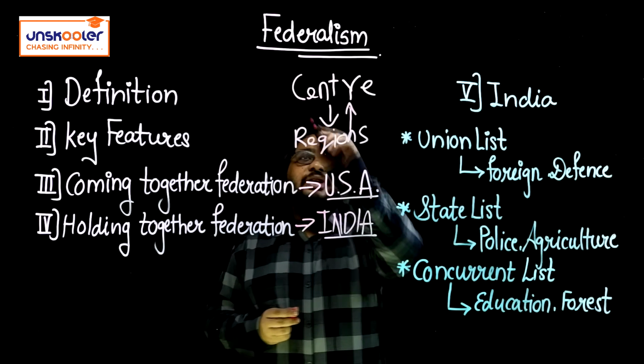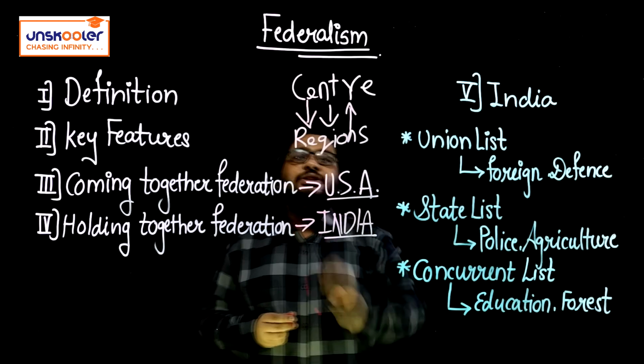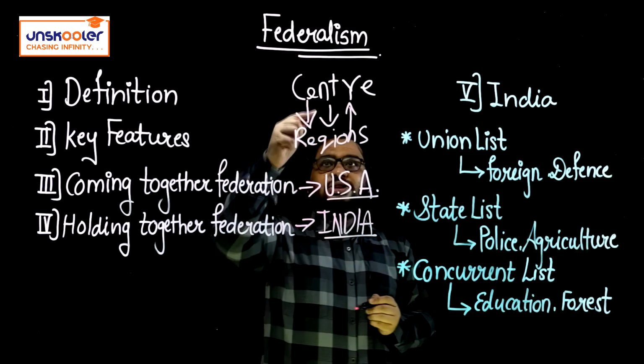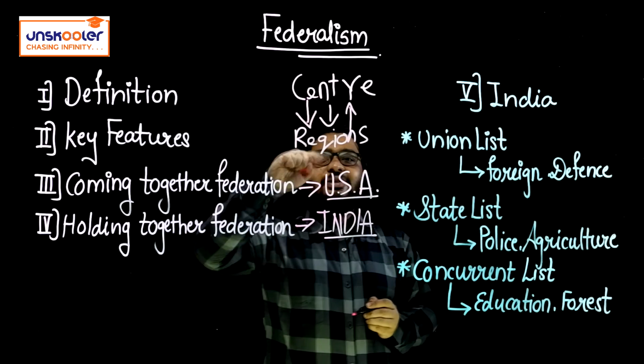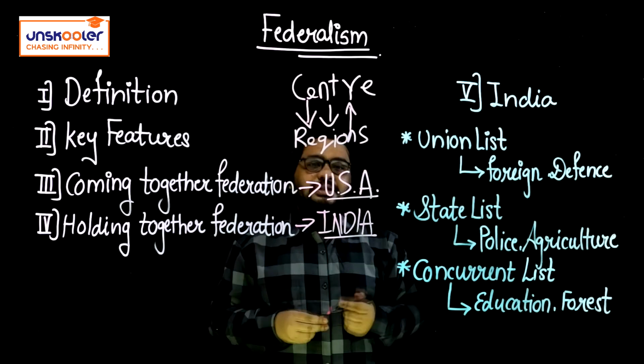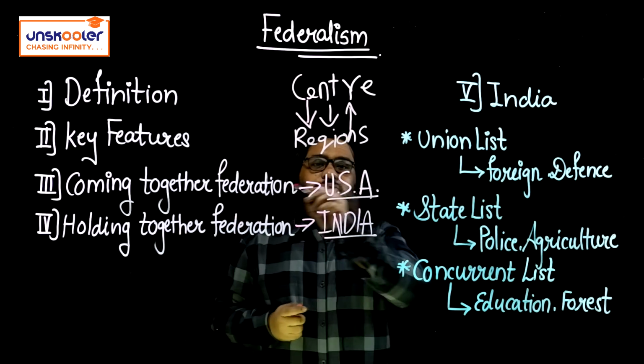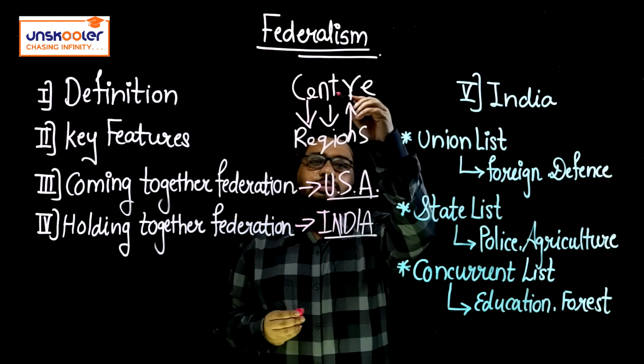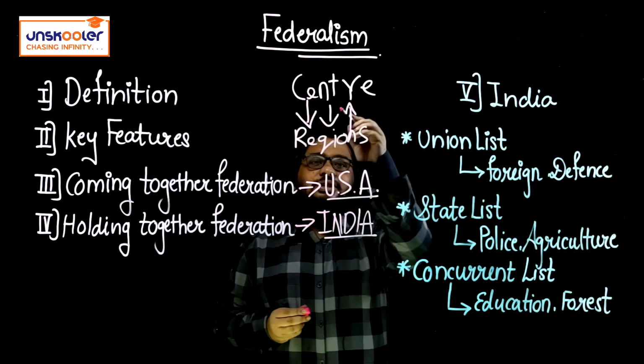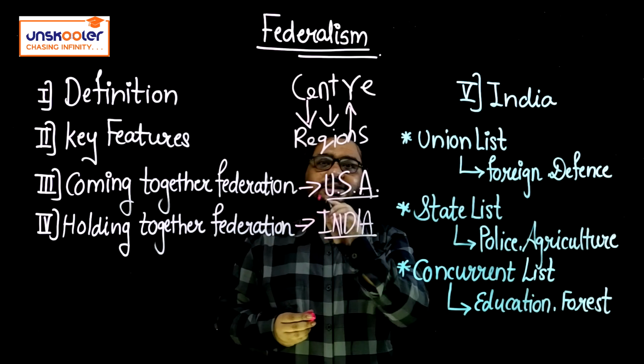In holding together federation, it comes from the center to the regions. So the legitimacy of the regions is given by the center. It's basically vice versa. And that is why the names holding together and coming together. So the regions come together to create a country and give legitimacy to the center. Or in this case, it's holding together.